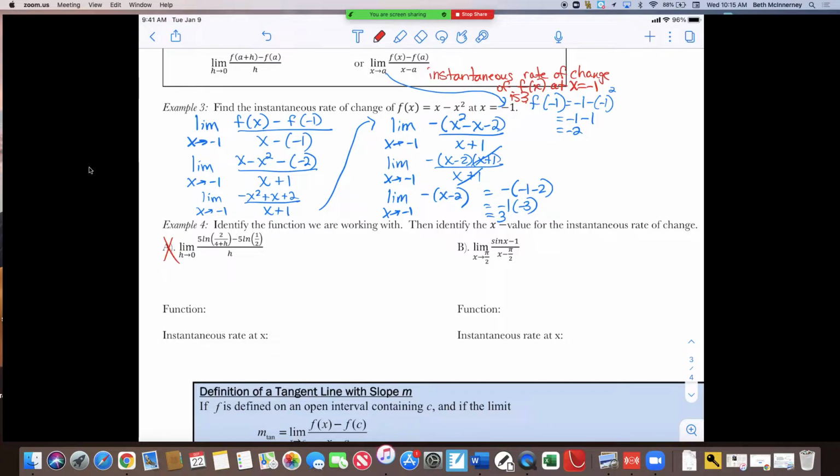All right, talk at your tables. What do you think f of x is, and what do you think the a value is?